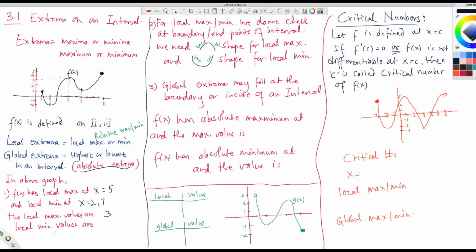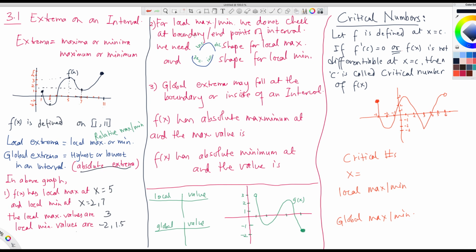And the local min values, what are they? At 2 it has a local min, and the local min value at 2 is -2, and at 7 it is 1.5 almost, because at 7 you see that the height is 1.5, right? At 7 it is 1.5. The minimum values are -2 and 1.5. You see that?